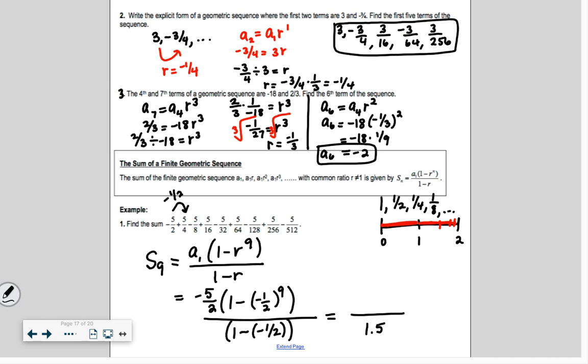All right, next step, what are we going to do? 1 minus answer. So I get 1.00195, and so on. Now what? Times negative 5 over 2. Divided by 1.5. Okay, so I had negative 2.50488. So I ended up getting negative 1.6699. Okay, that seems weird that it's negative.